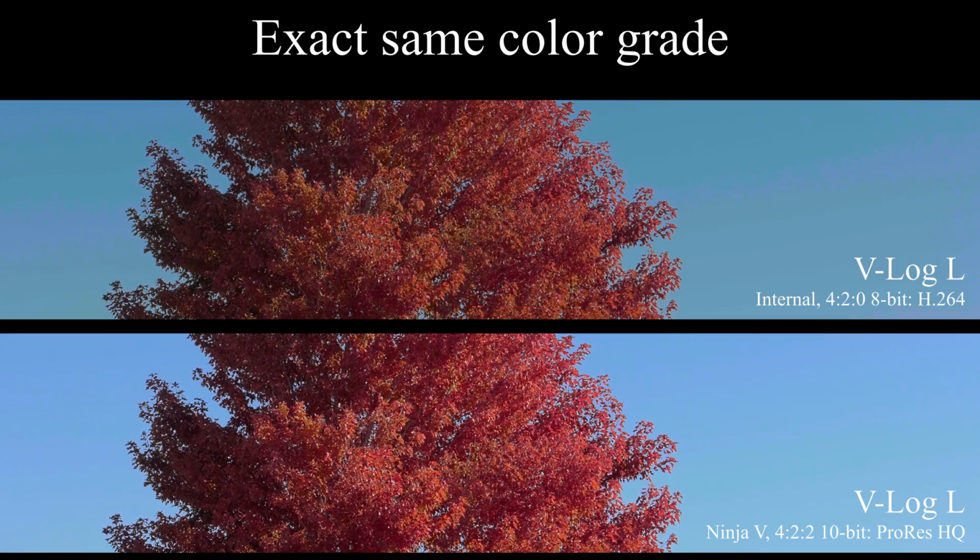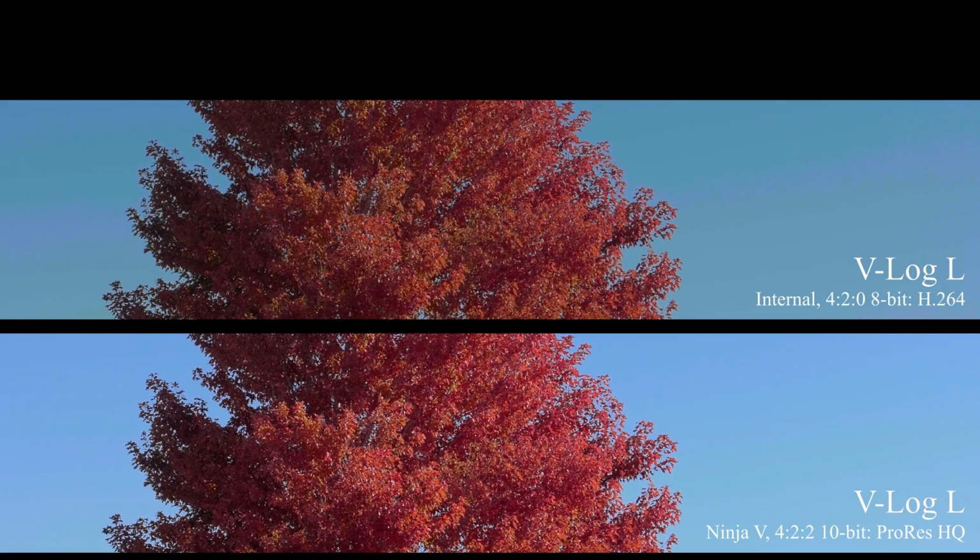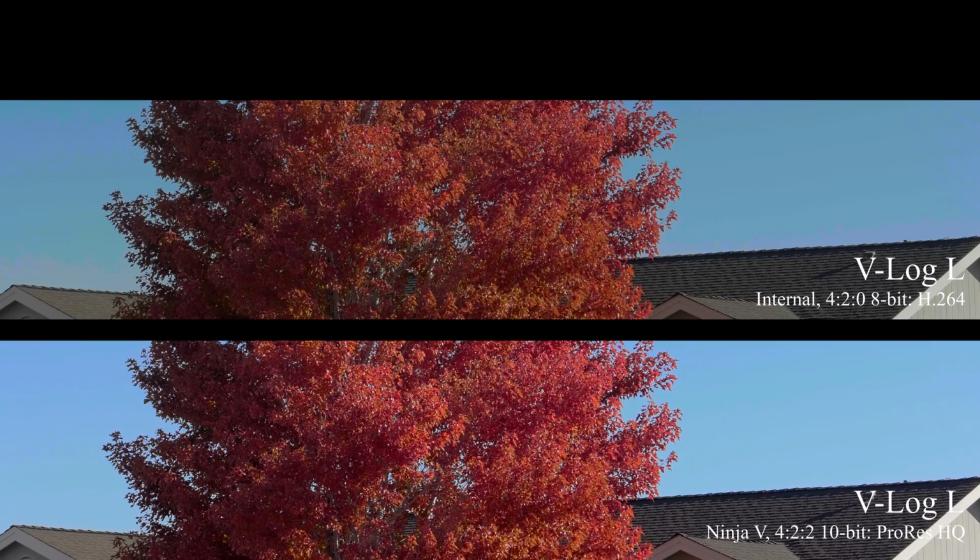Let's compare VLOG L footage shot internally, on the top, to ProRes HQ on the bottom. There is definite banding in the internally recorded footage and the colors are muted. As YouTube will compress this, you may see banding in the bottom clip, but it's not there for me. Also, the sky isn't as vibrant in the internally shot footage, nor does it have the nuances of blue that the ProRes HQ footage has.